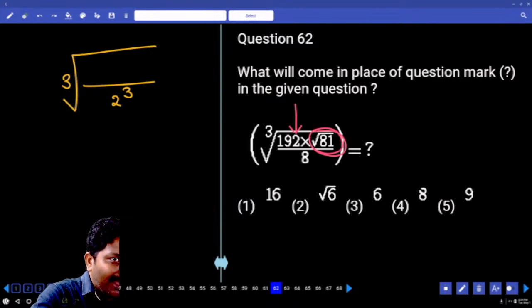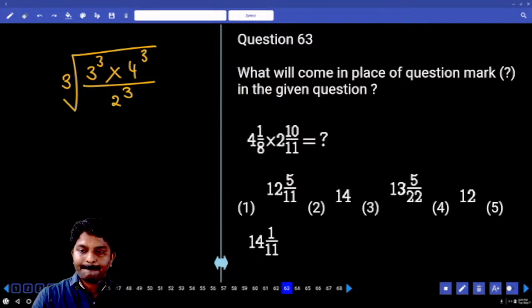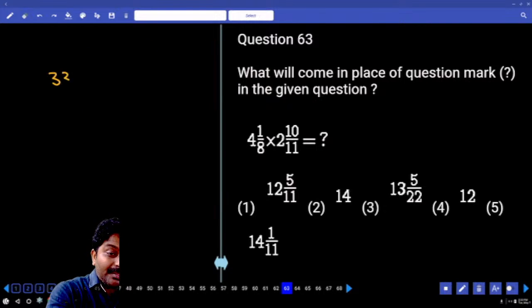Already under root 81, 9 we have. I'll write it as 3 cube. From 192, if you take 3, it is 64, right? 64 can be written as 4 cube. All cube roots get cancelled. Numerator 4 into 3, 12. Divided by 2. Okay? 4 1 by 8. 33 by 8 into 2 10 by 11.